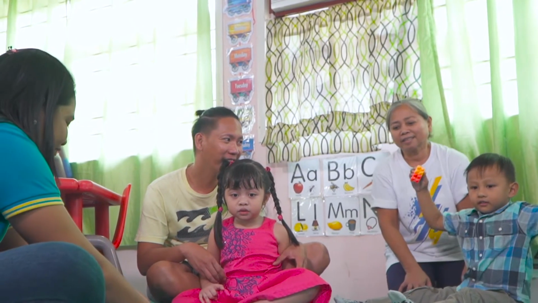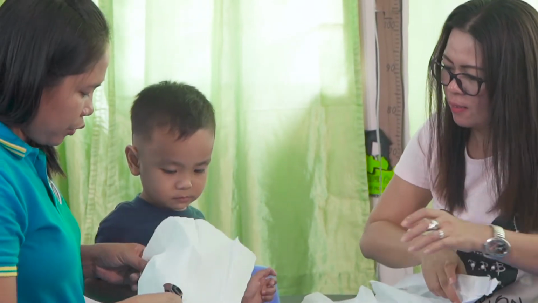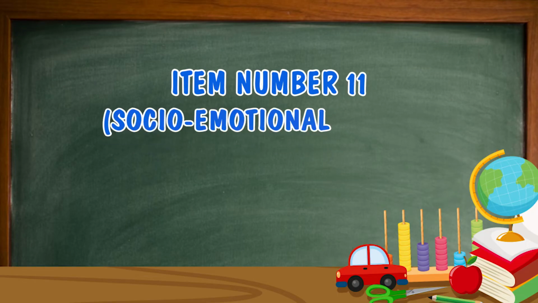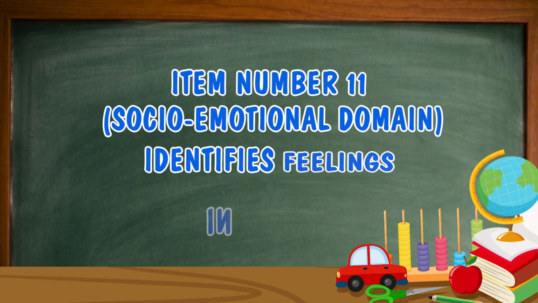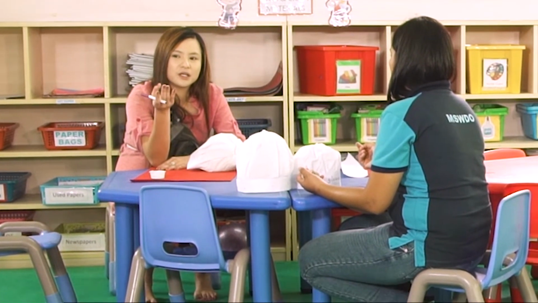Most of the items in the social-emotional domain may be asked directly from the parents. One of the items that may be asked is item 11 of the social-emotional domain. Identifies feelings in others. Nasasabi o natutukoy ang nararamdaman ng iba. About peers and other people around him or her, is your child able to identify the feelings of others? How? Can you share an instance wherein your child did this?